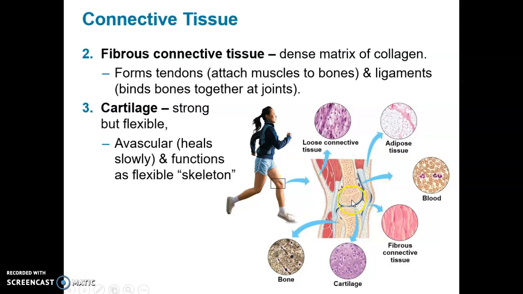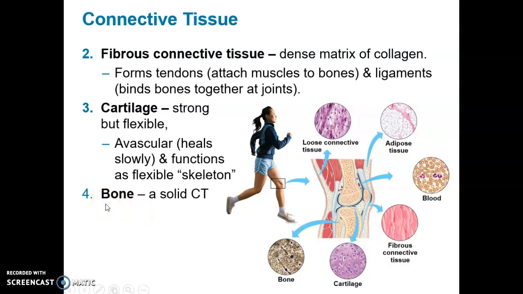So, for example, you have cartilage in your knees that covers the ends of the bones where the joint forms. And you have other cartilages that help cushion the joint. So it acts as a flexible skeleton.